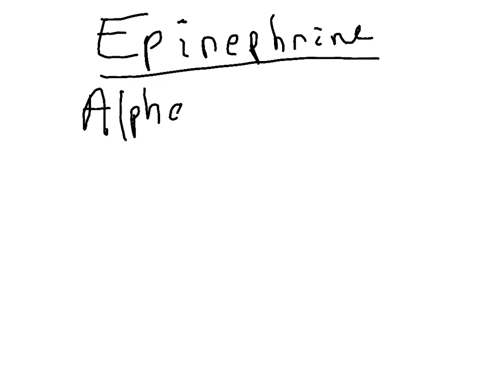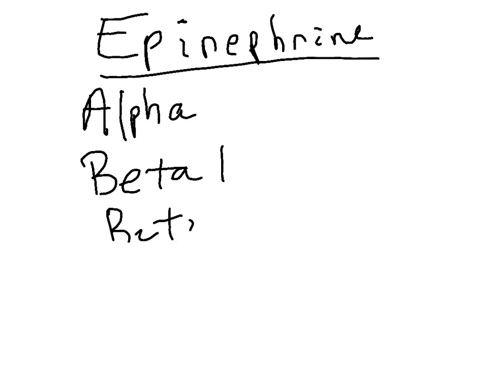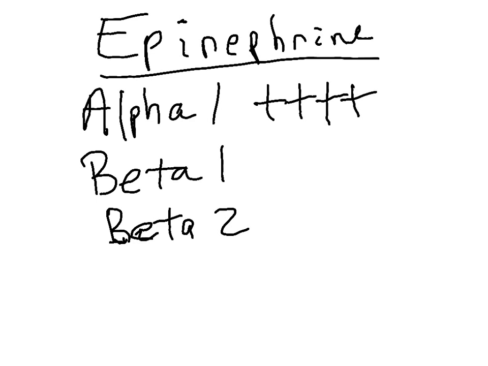Epi is a strong alpha. It is also beta 1. It is also beta 2. And just to be complete, there are some beta 3 things out there in the world, but again, that's outside our discussion. Alpha 2s and beta 3s we don't care about. We care about alpha 1, beta 1, and beta 2, and epi does all three. And it is a strong alpha. Very strong alpha. That's why we give it in cardiac arrest.